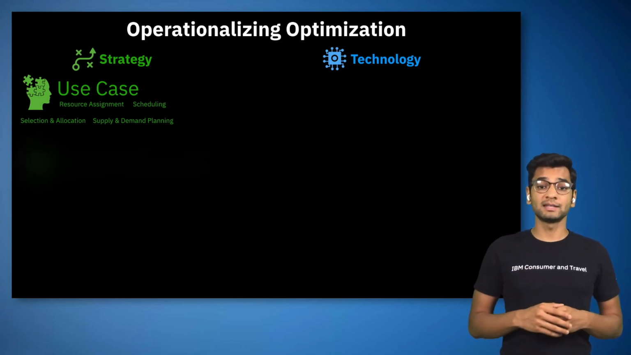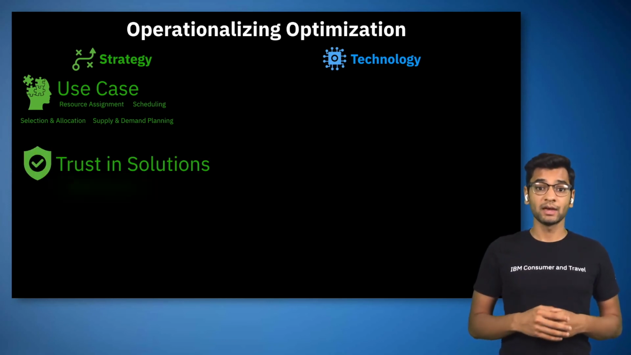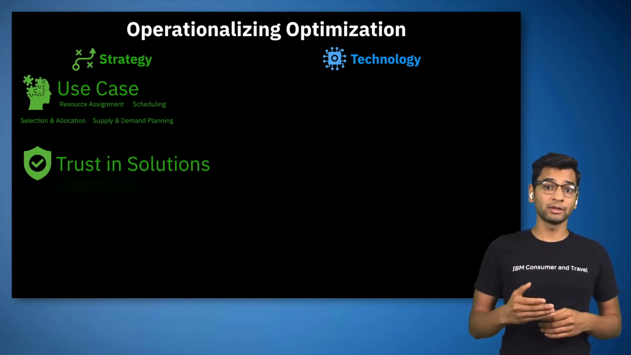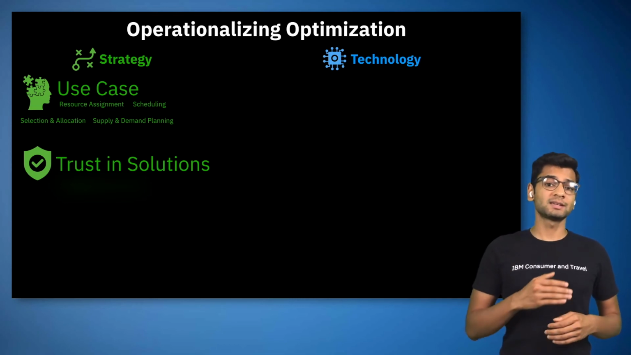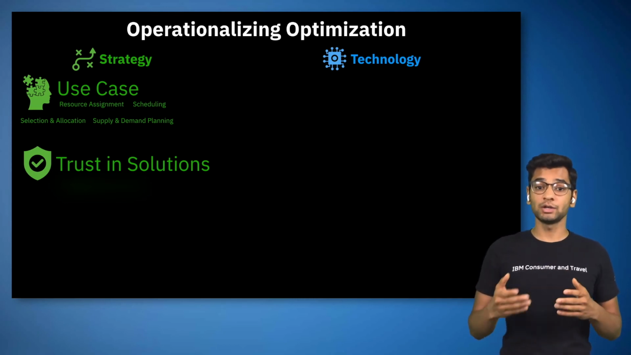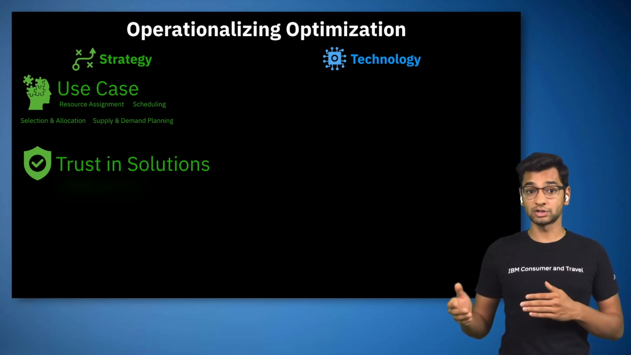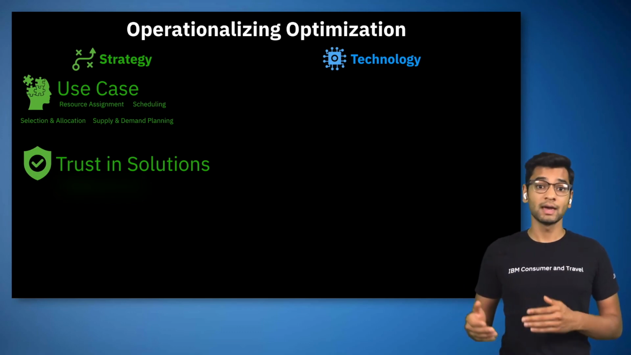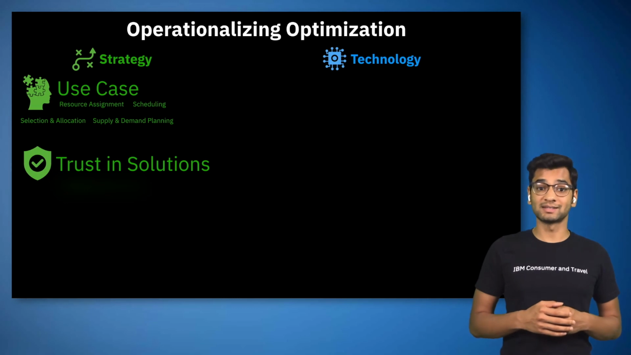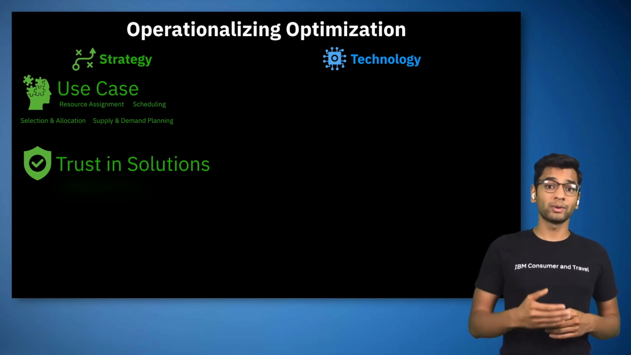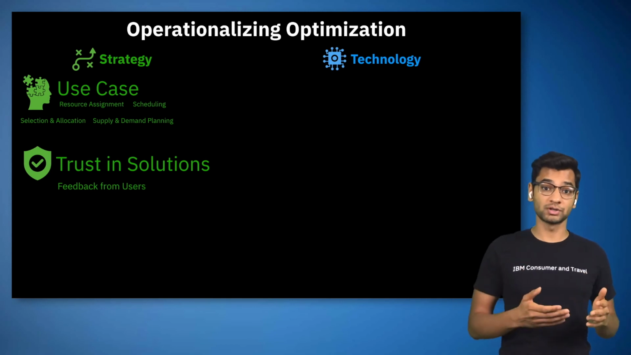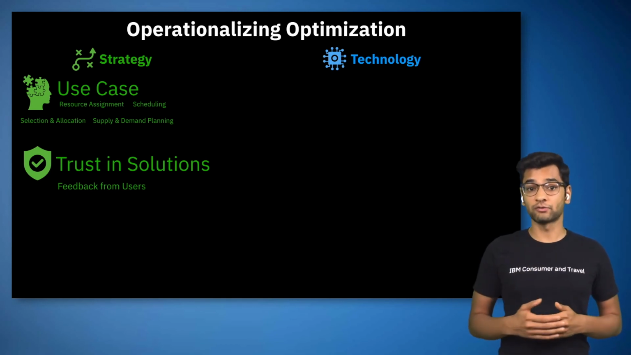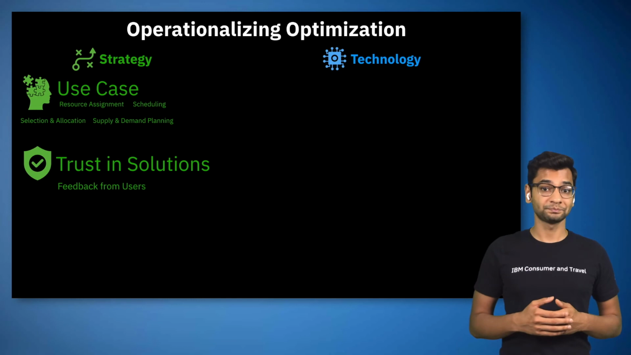Next is the idea of trust in outcomes. It is imperative that we develop a culture in our organization that values and trusts the output of our optimization models. It does not benefit the business if end users disregard the suggestions from our models and continue to rely on their instinct. However, we can foster this kind of culture by incorporating feedback from our end users as to what additional information to consider in our models.